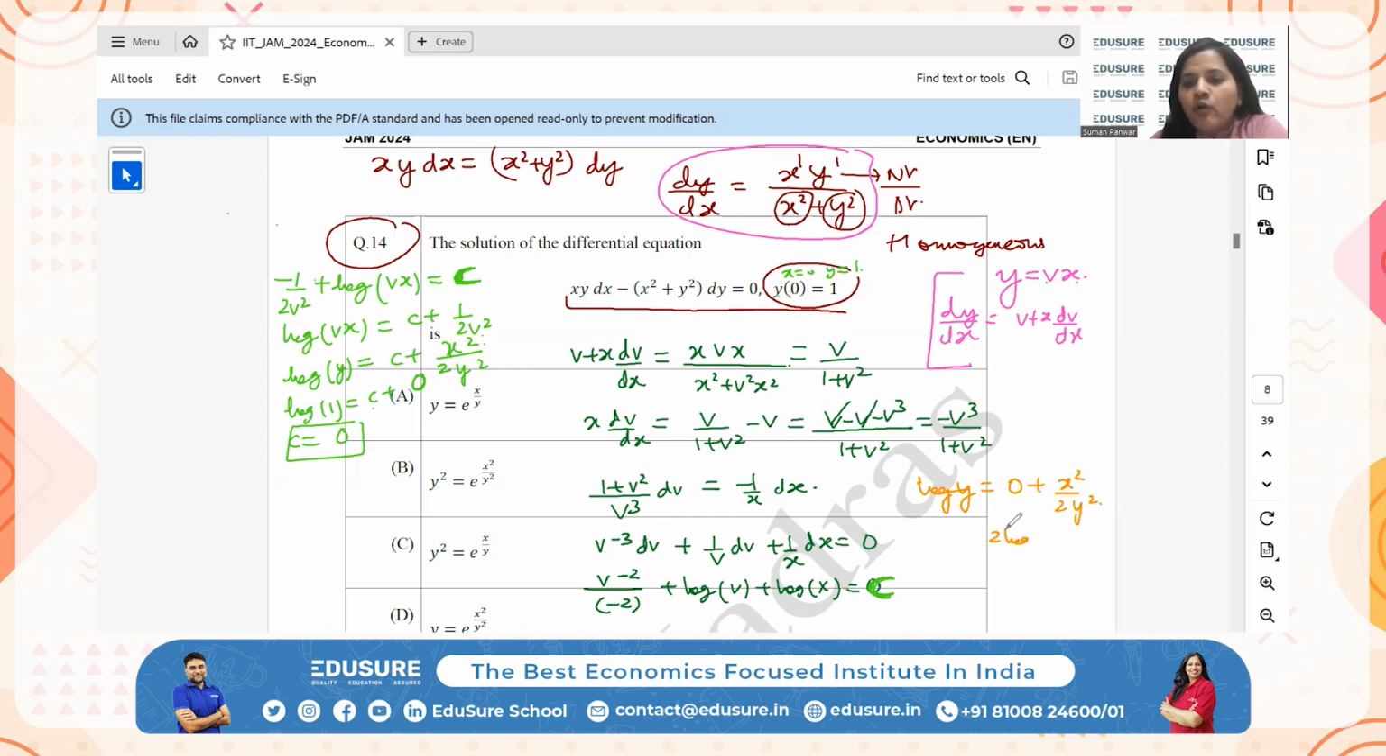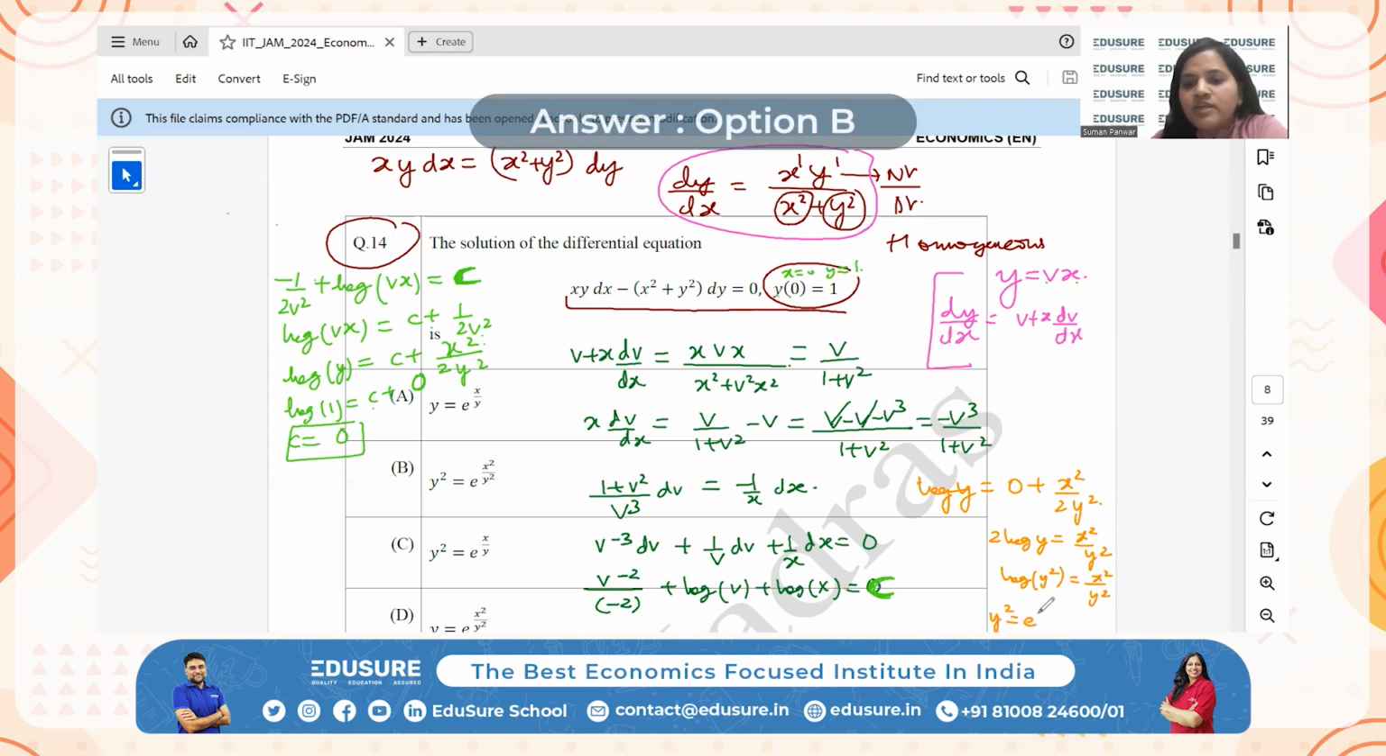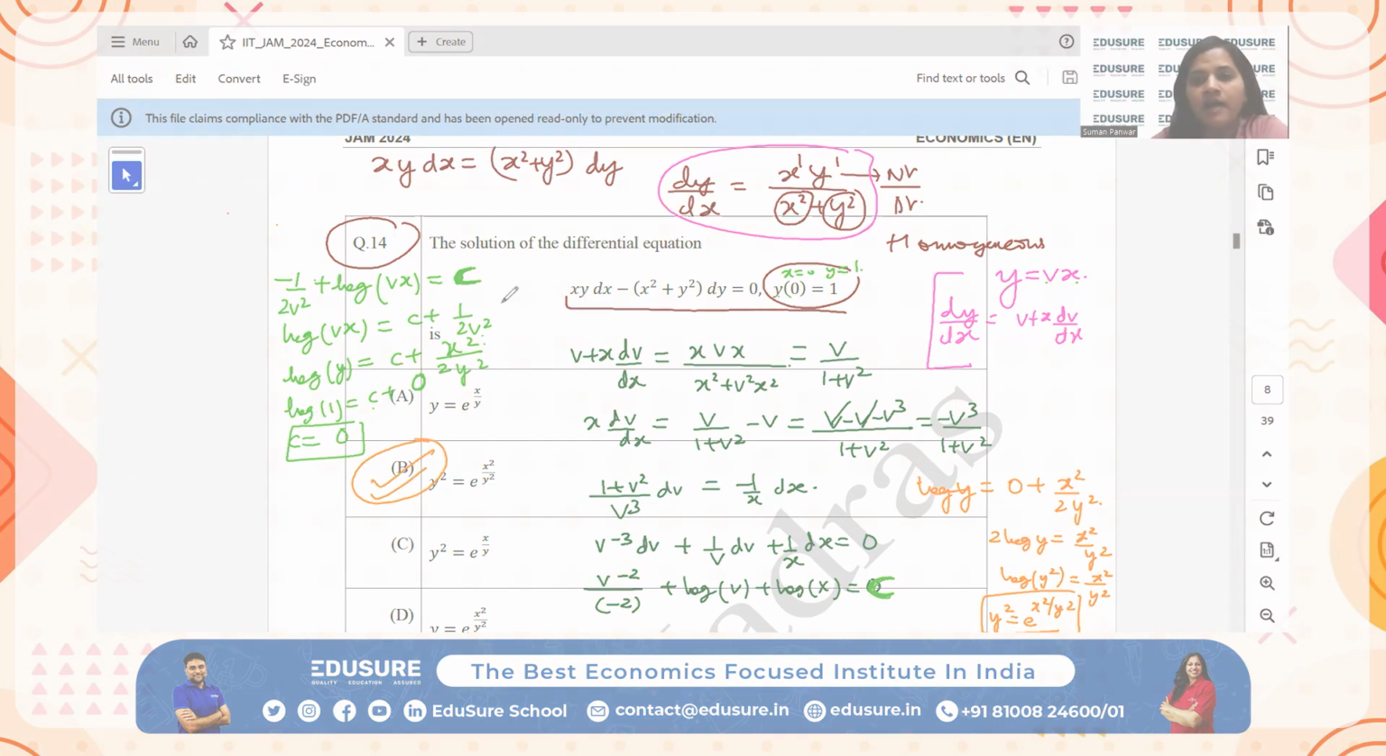So 2 log y equals x square by y square. So log y square equals x square by y square. And this means that y square equals e raised to the power x square by y square. So option B is the correct answer.